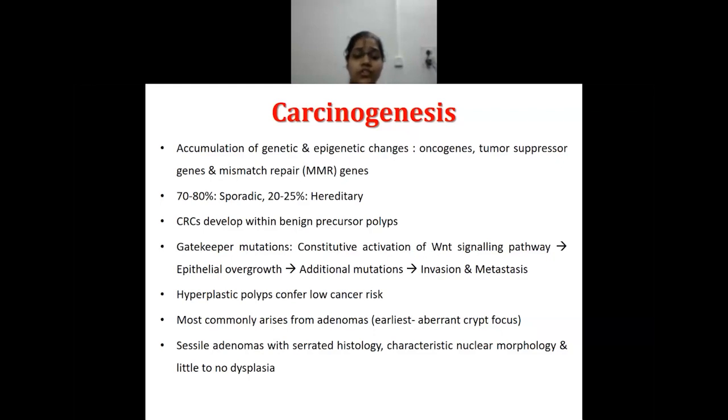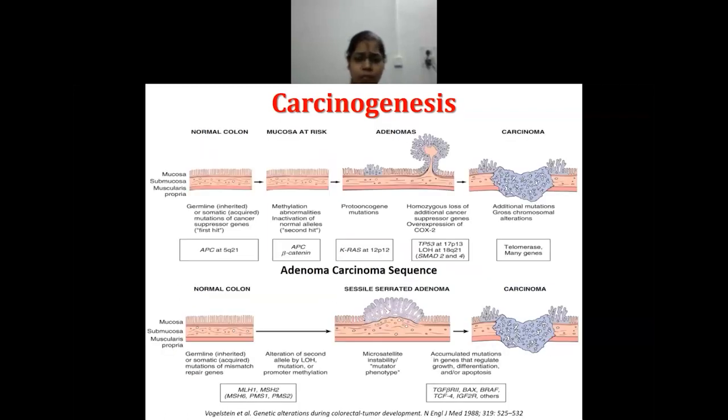Hyperplastic polyps confer the lowest risk of carcinogenesis. Most commonly, cancers arise from adenomas, the earliest change being the aberrant crypt focus. Sessile adenomas do account for carcinogenesis in some patients, which have a serrated histology, characteristic nuclear morphology, and little or no dysplasia. Now we have the classical adenoma carcinoma sequence, which was given by Vogelstein et al.